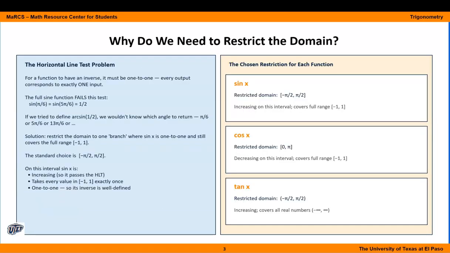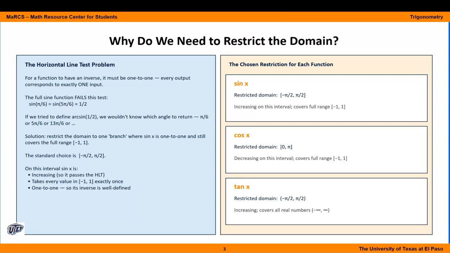Let's start with the fundamental question. Why can't we just take the inverse of sine, cosine, or tangent as they are? The issue is the horizontal line test. For a function to have an inverse, it must be 1-to-1, meaning each output corresponds to exactly one input. But sine fails this. For example, sine of pi over 6 and sine of 5 pi over 6 both equal 1/2. So if I ask, what is the arcsine of 1/2, which angle should I return? There are infinitely many possibilities.